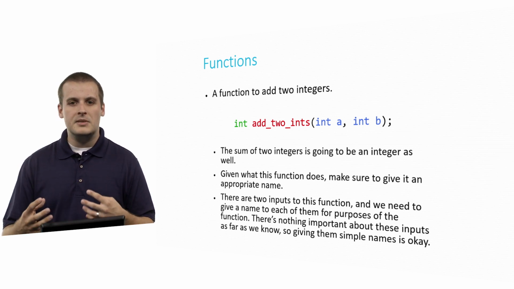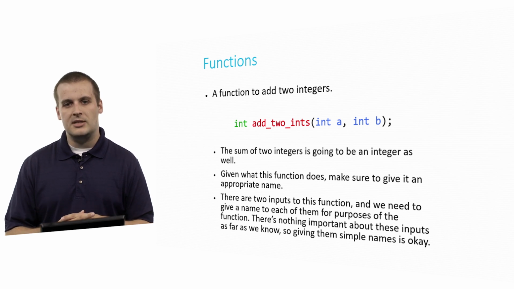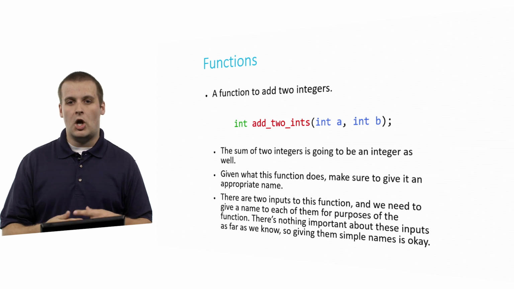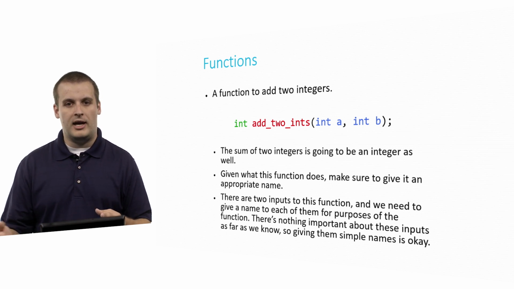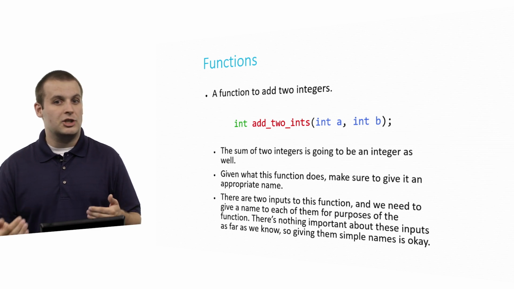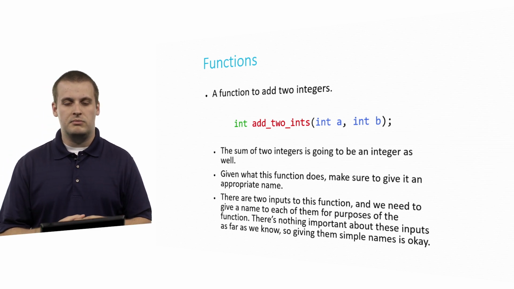function. The names aren't terribly important in this case. We don't necessarily have any meaning attached to them. So we can just call them A and B. That's totally fine. If, however, you find yourself in a situation where the names of the variables might actually be important, you might want to call them something other than A and B to give them something more symbolically meaningful.